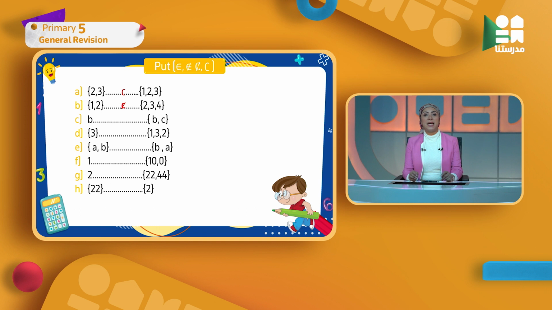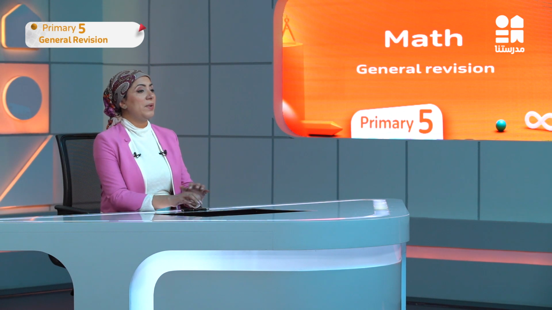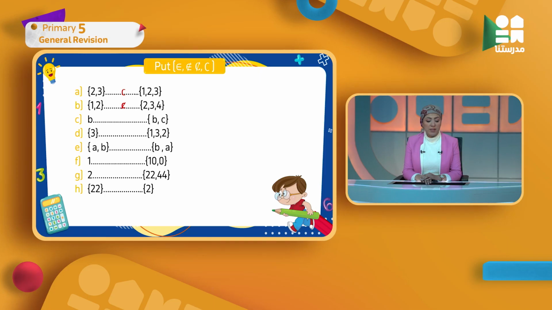Now, letter C, element B, and the set of elements B and C. Here it's an element and a set. So I choose either between belong to or does not belong to. Then the second step to see if this element is in the set that we are dealing with or no. Yes, B is in there, so it is belong to.